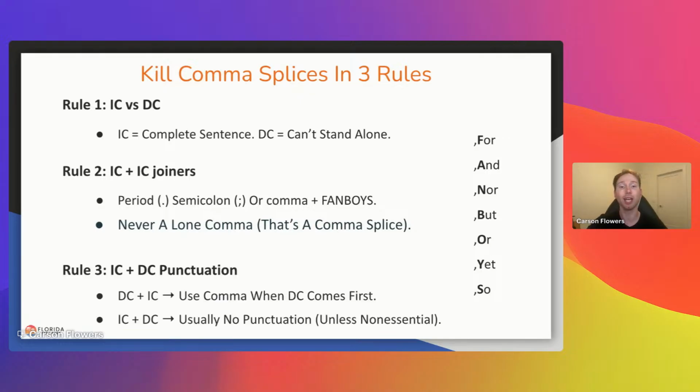Rule 3 is what can connect an independent clause with a dependent clause. Rule 2 was connecting 2 full sentences. Rule 3 is connecting a full sentence with a sentence fragment or dependent clause. Well, it depends on the order. If a dependent clause comes before the independent clause, you're going to want to use a comma. But if the full sentence or independent clause comes before the dependent clause, you usually don't want to put any punctuation unless it's non-essential information, which is covered in a chapter that's going to be in about 7 minutes.